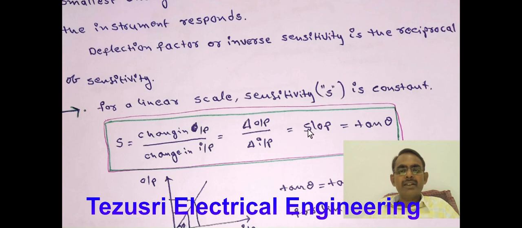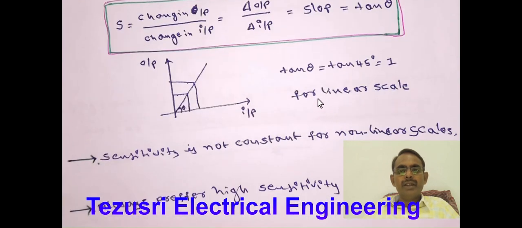Sensitivity is nothing but the slope of the linear curve, tan theta. For a linear scale, the sensitivity of the instrument is constant. We do not calculate it for non-linear scales, where it is not constant. Always prefer highly sensitive instruments.